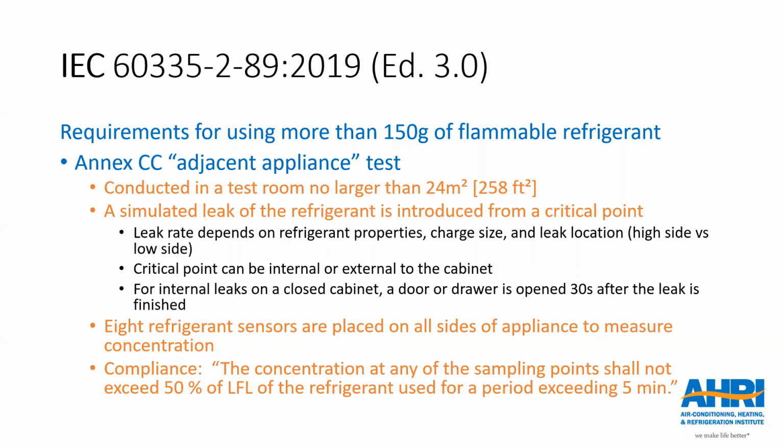So the test is conducted in a room between 7 to 24 square meters. A simulated leak of refrigerant is introduced from a critical point. So think of something like a brazed return bend on a coil. And that's done either internal or external to the appliance. For internal leaks on a closed cabinet, a door or drawer is opened 30 seconds after that leak has finished. To pass the test, the concentration of the refrigerant in the air at any of the 8 sensor locations called out by the standard cannot exceed 50% of the lower flammability limit of that refrigerant for 5 minutes or more. So that's your pass-fail criteria.